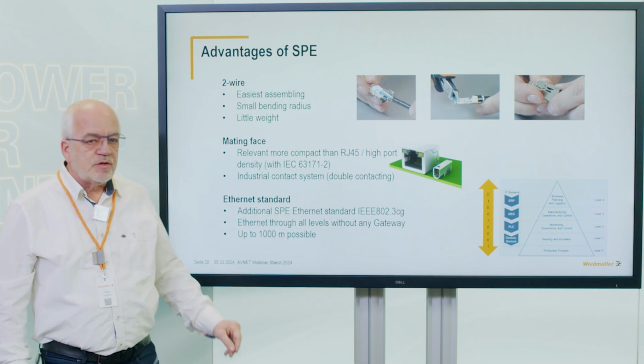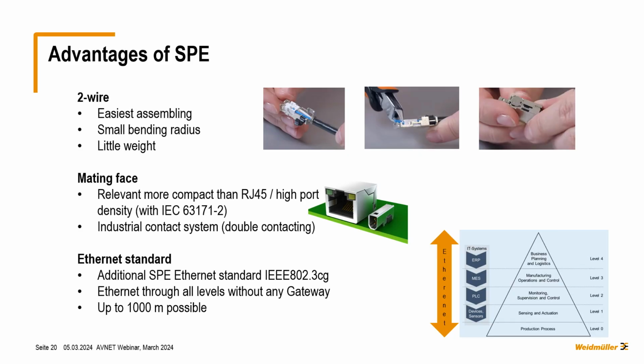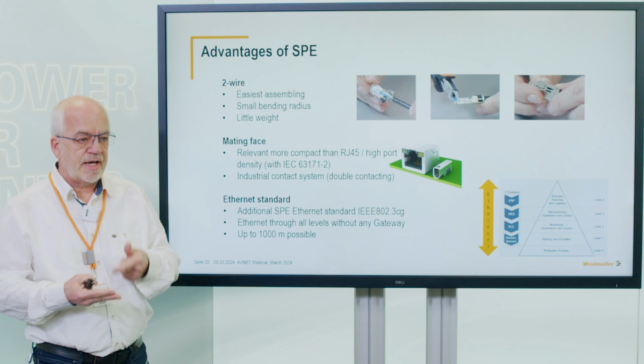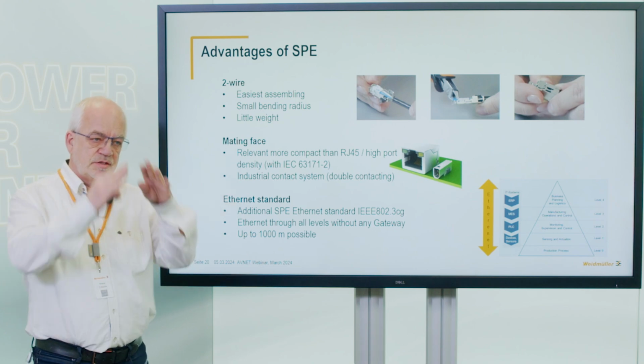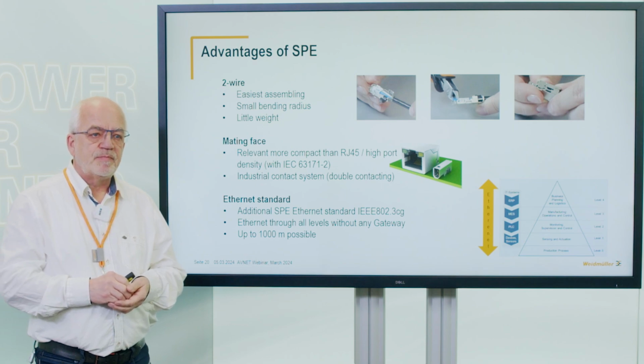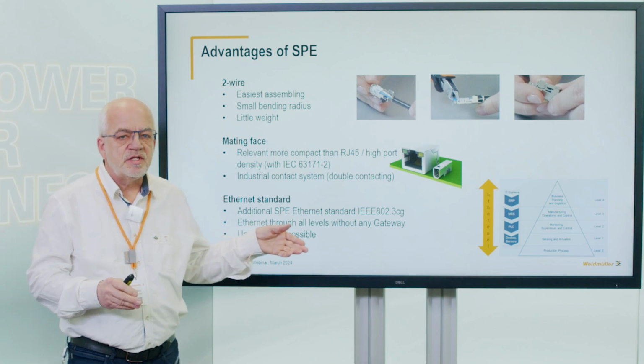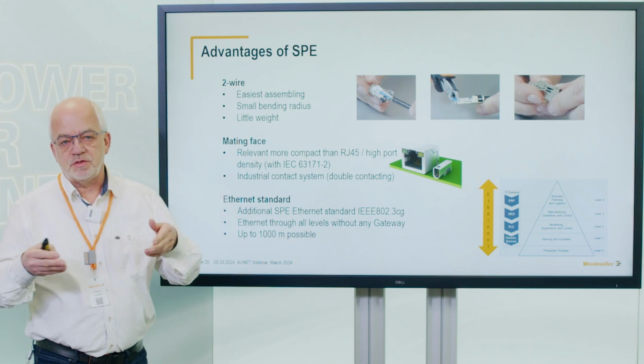And I think my colleague already said it before, for sure you have the big advantage that you now can realize Ethernet through the whole automation pyramid. So you can use Ethernet now with this new single pair Ethernet for sensors, actuators, up to the cloud. So the whole automation pyramid you can realize with Ethernet. And the big advantage is that you don't need any gateway, which you use today.